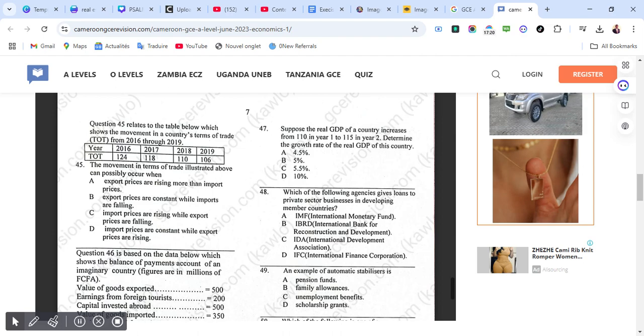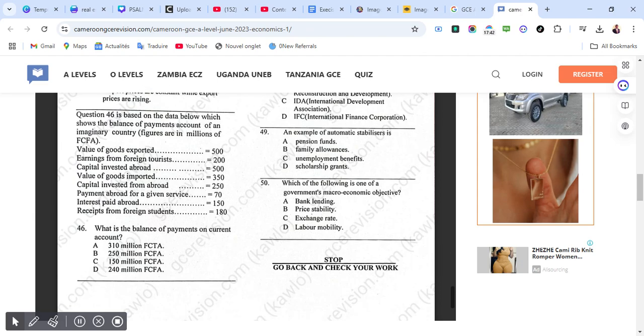Question 45 relates to the table below, which shows the movement in a country's terms of trade. The movement in terms of trade illustrated above can possibly occur when? Correct answer is C. Import prices are rising while export prices are falling. Question 46 is based on the data below, which shows the balance of payment account of an imaginary country. Figures are in millions of francs CFA. So, value of goods exported. So, what is the balance of payment on current account? The answer for 46 is D, which is 240 million francs. So, you can look at all of this. The answer is 240 million francs.